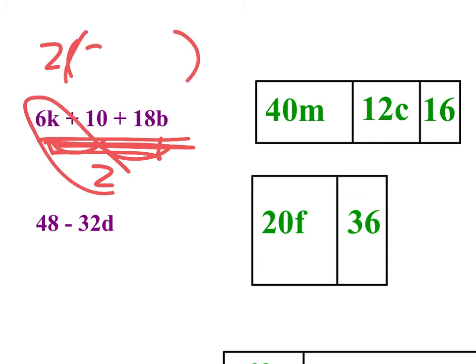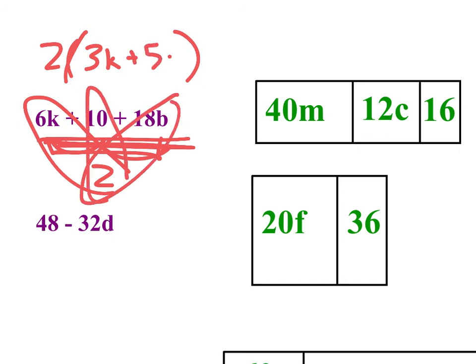That would become a 3k. That would become a 5. That would become a 9b. And then I want to look at 3k, 5, and 9b and see if they have anything else in common. They don't. We have it simplified and factored.